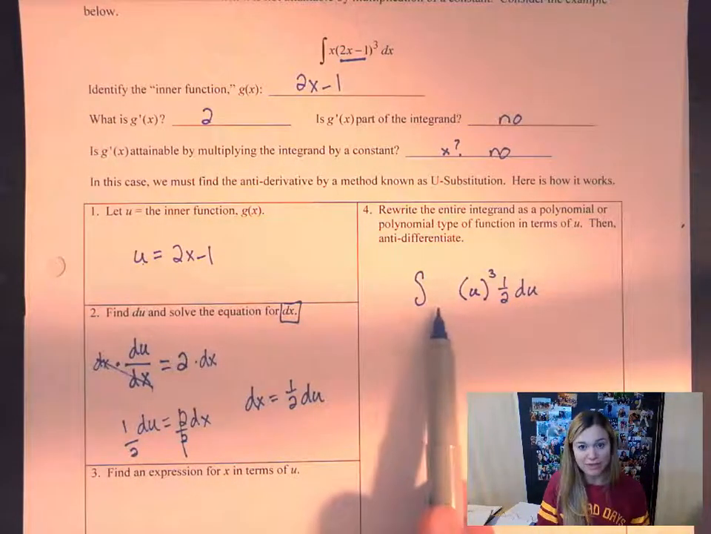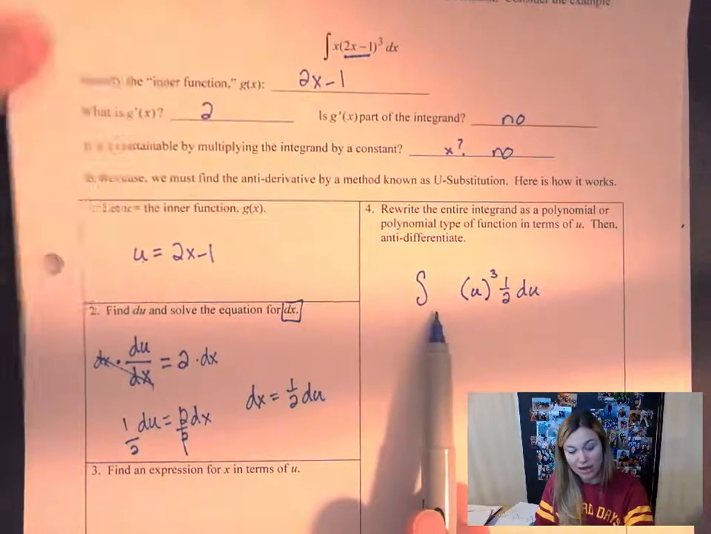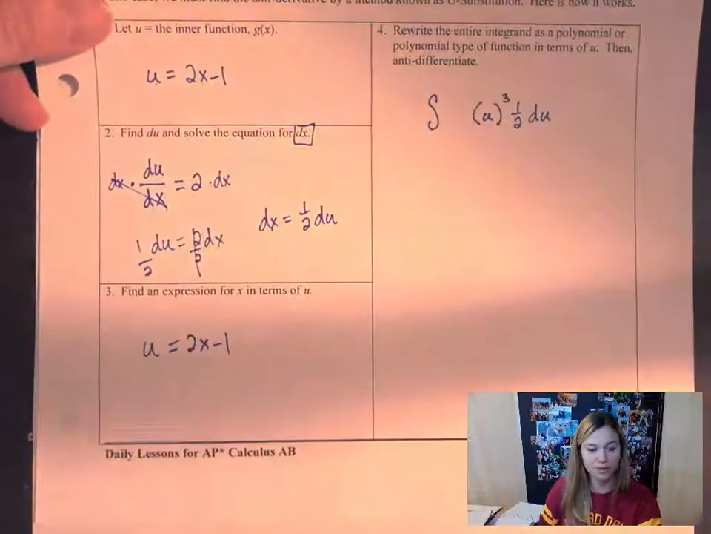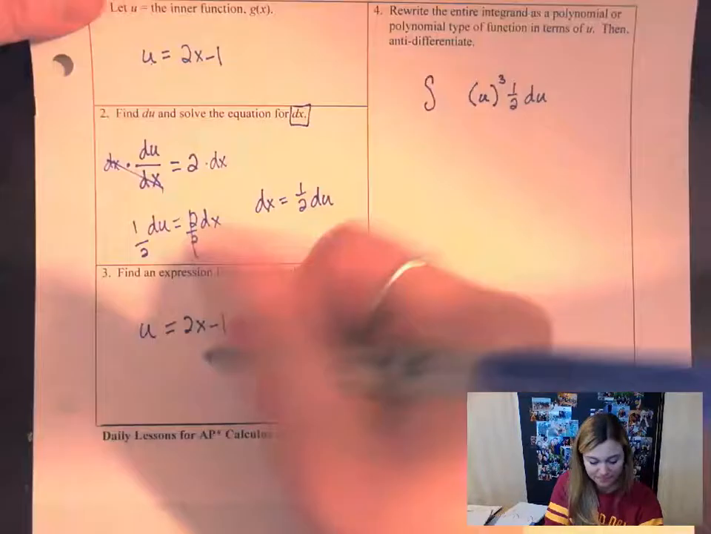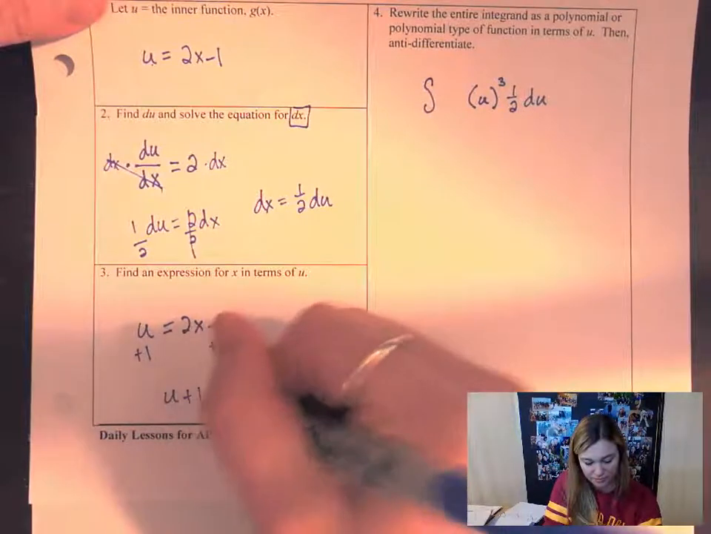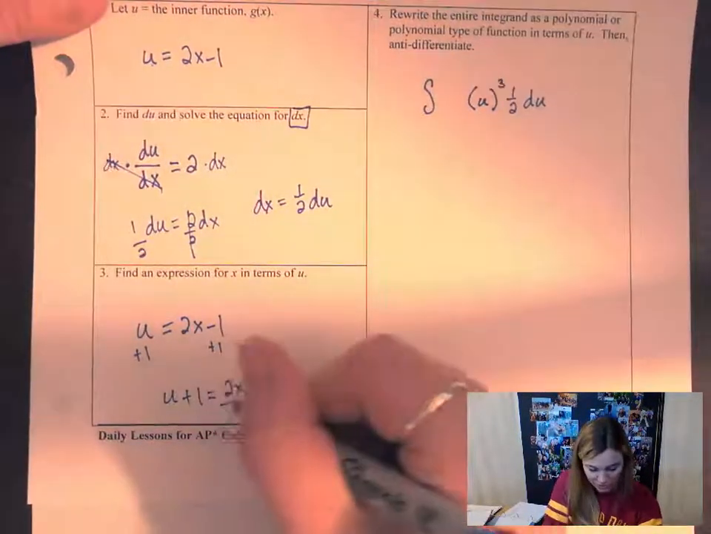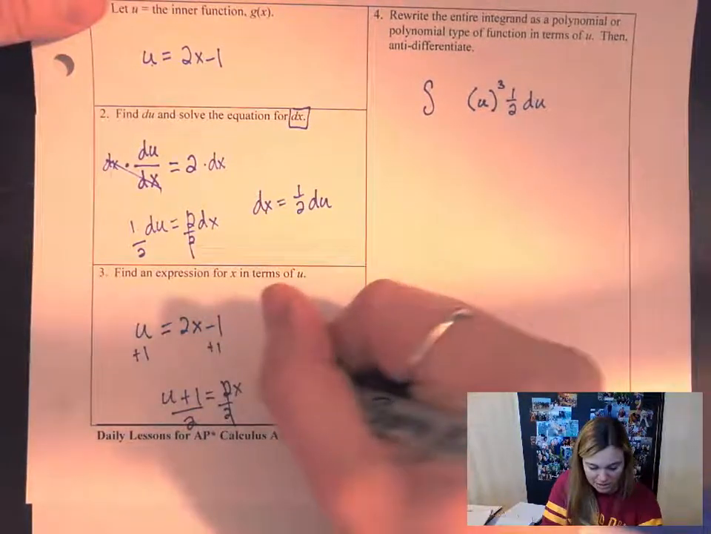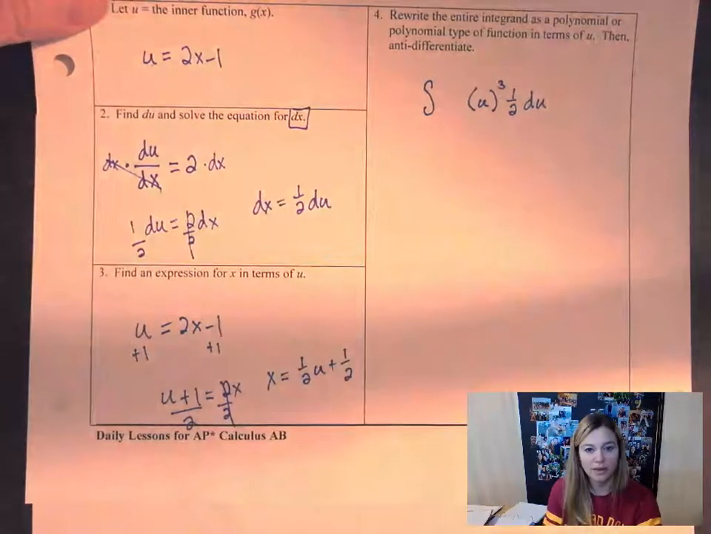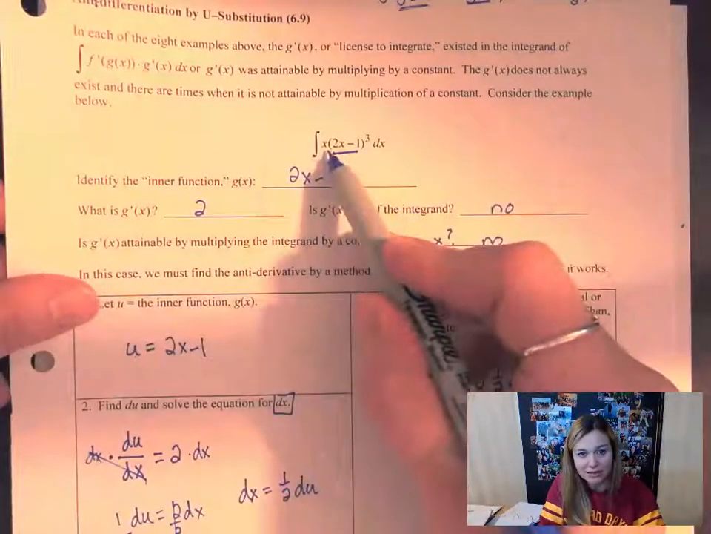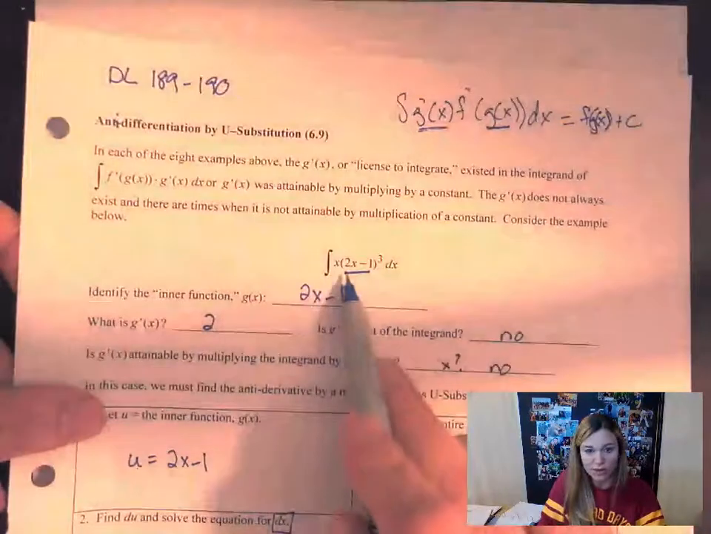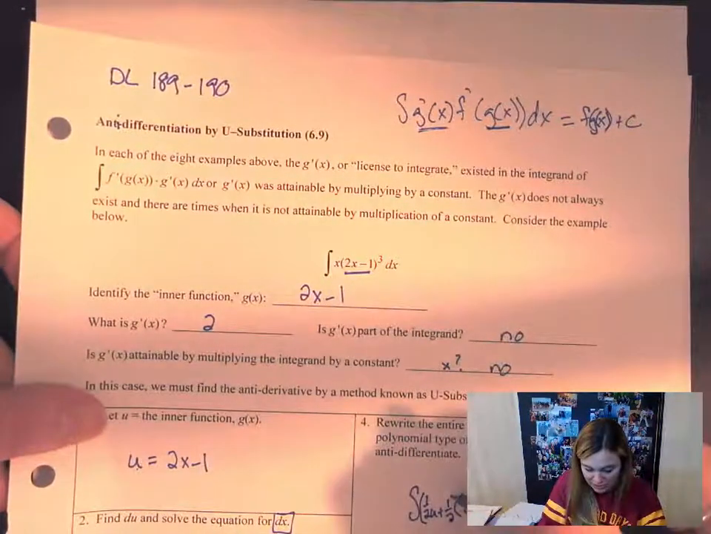The last thing I'm left with is replacing this x. And I know right now that u is equal to 2x minus 1. So if u is equal to 2x minus 1, I would add 1 on both sides. Divide by 2. And I'm just going to rewrite this as x would equal 1/2 u plus 1/2. That means over here, instead of an x, I'm going to write 1/2 u plus 1/2. And remember, x was multiplied by this entire thing, so I need to remember parentheses.